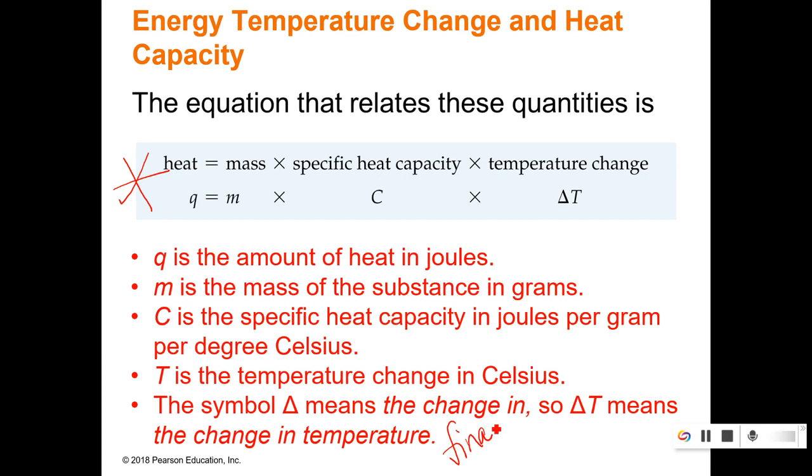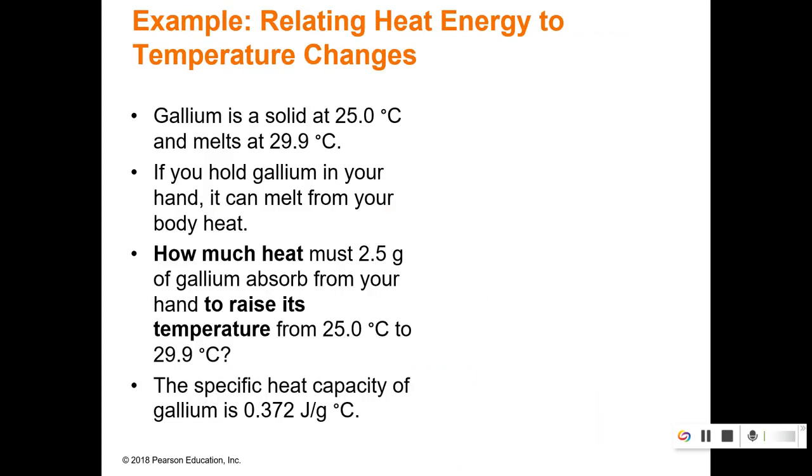So final minus initial. That applies to all deltas. They're always final minus initial. That's what change in means. So that triangle is called a delta symbol. Please do not call it a triangle. It's delta. It means final minus initial. All right.